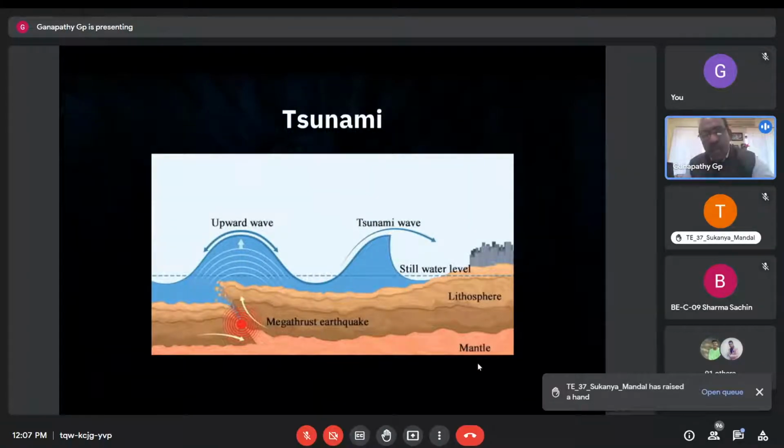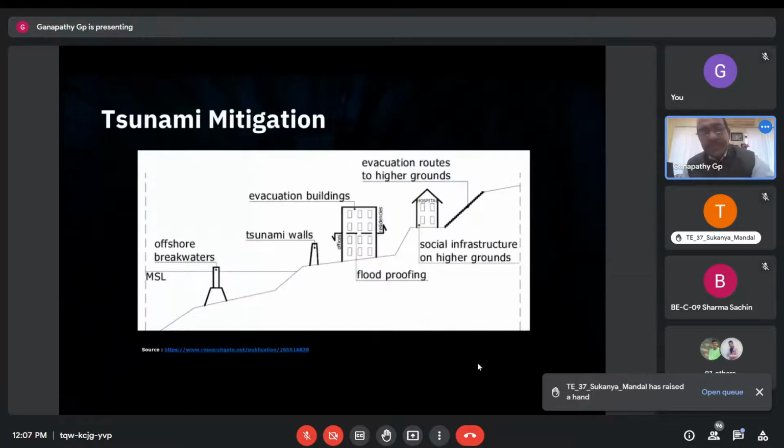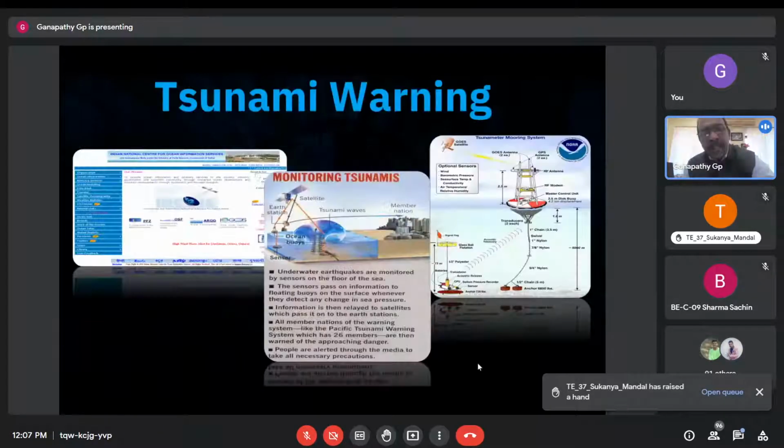Of course, you know the tsunami is caused by offshore earthquakes. If you have an earthquake offshore, then there is a chance of tsunami. You can have tsunami mitigation measures, and you have a tsunami warning system nowadays. INCOIS is doing this exercise. If any earthquake happens in any part of the Indian Ocean, the Bay of Bengal, or the Arabian Sea, it will immediately be detected by the sensors, and transferred to the main location through satellite information.